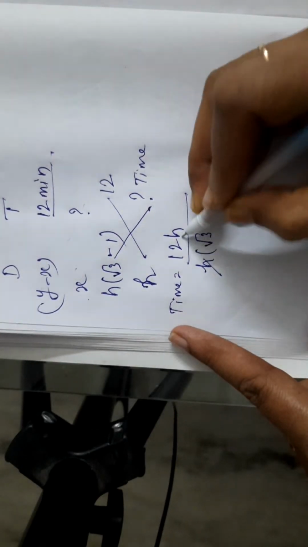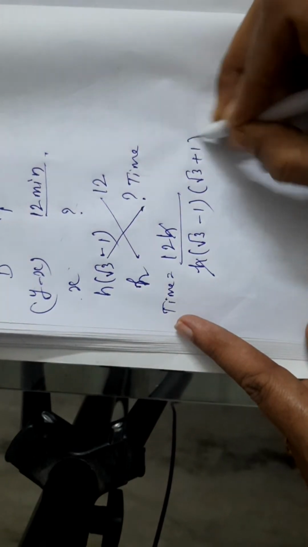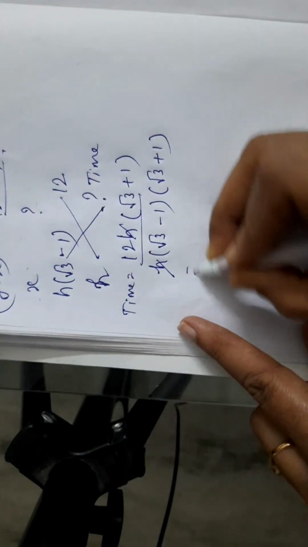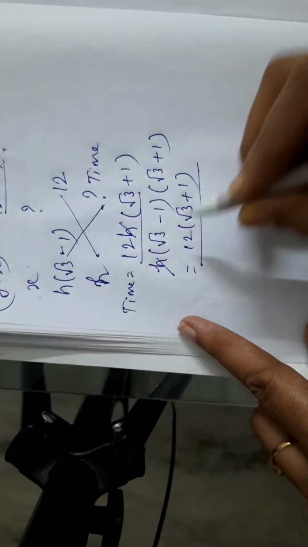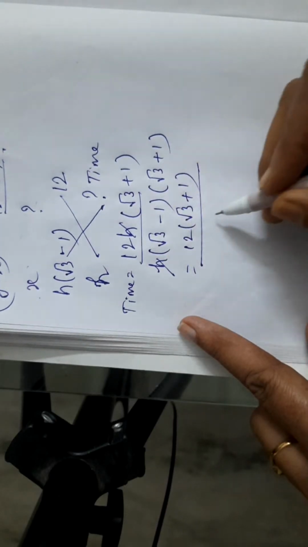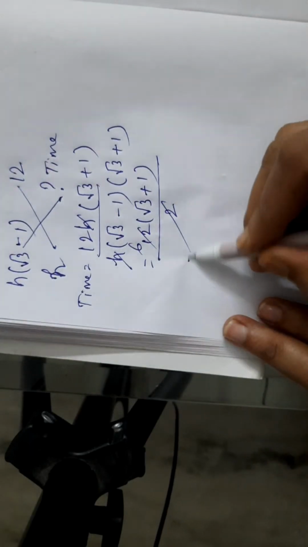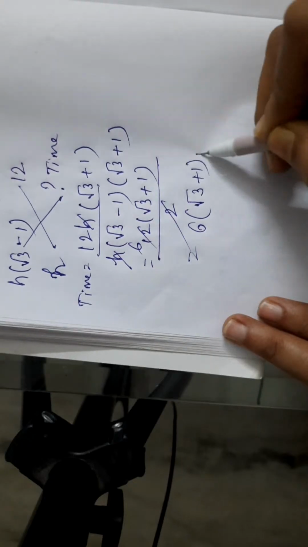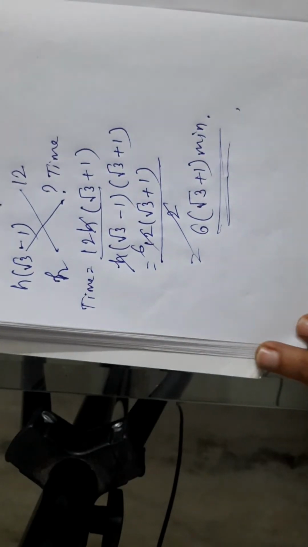So h will get cancelled. Now, rationalizing, root 3 plus 1 over root 3 plus 1. So it's 12 root 3 plus 1. Root 3 square is 3, 3 minus 1 is 2, so it got cancelled: 6. So finally, it will take 6 root 3 plus 1 minutes to reach the foot of the tower.